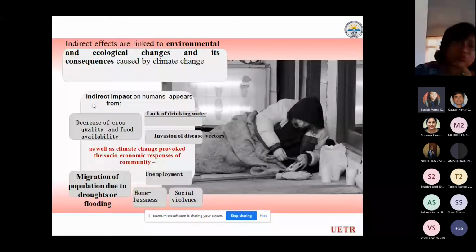Okay. So what are the main indirect impacts? The direct impact is that we are facing direct disease by the change in temperature and by the change in precipitation. But what are the indirect impacts? The lack of drinking water, decline in crop quality and food availability, invasion of disease vectors, migration of the population due to drought and flooding. You can see that from Assam, lots of people have migrated. Unemployment, homelessness, social violence. These are the main indirect impacts of climate change that we are facing in the present scenario.